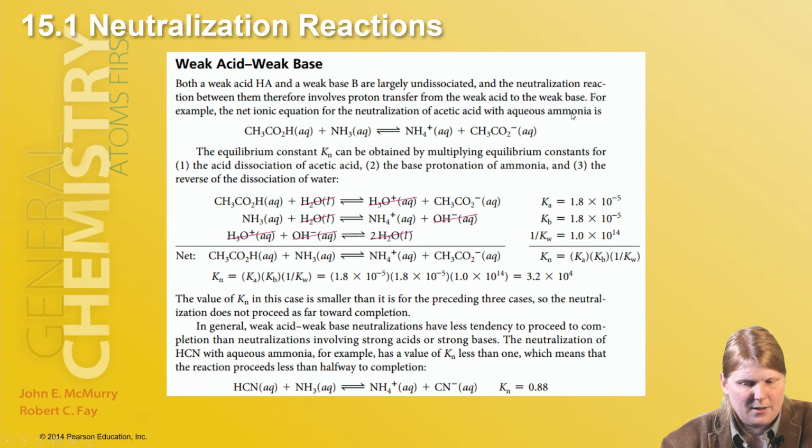Now, when we have weak systems, we have a much lower K value because now we're combining two Ka values together. We weren't able to ignore the one and just treat it like it was just the water, which is what we did before.